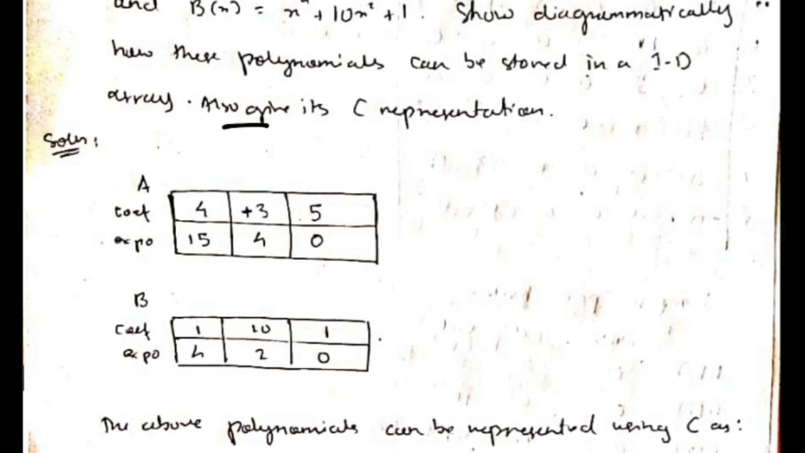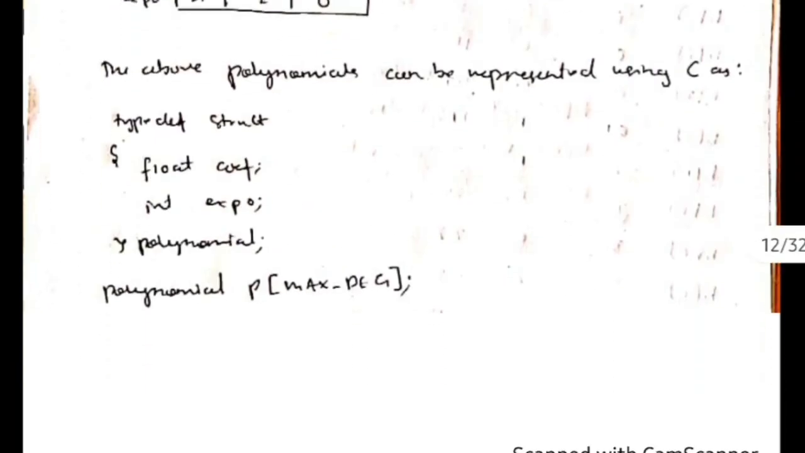They have asked to give the C representation, meaning what structure you are using. In this structure we will have two things. First one is float for the coefficient and int for the exponent.